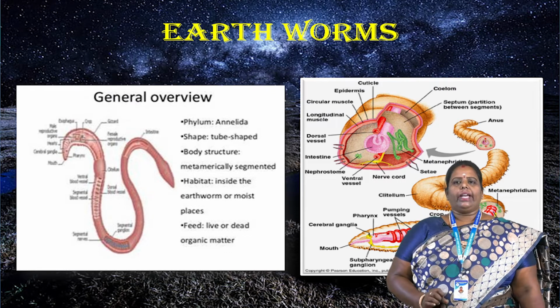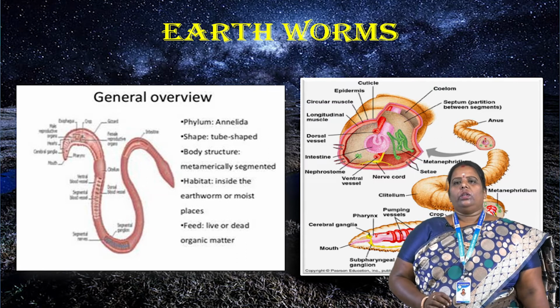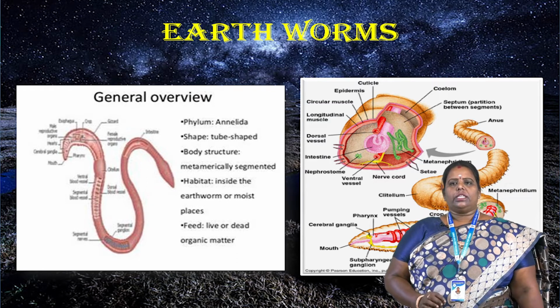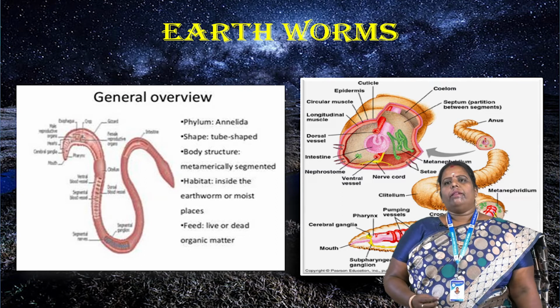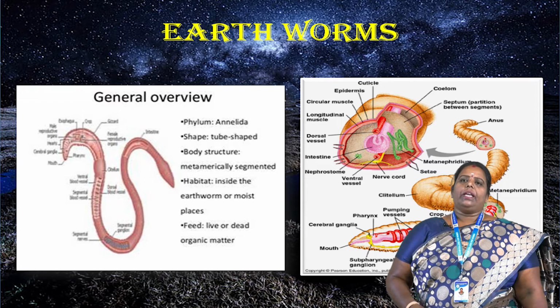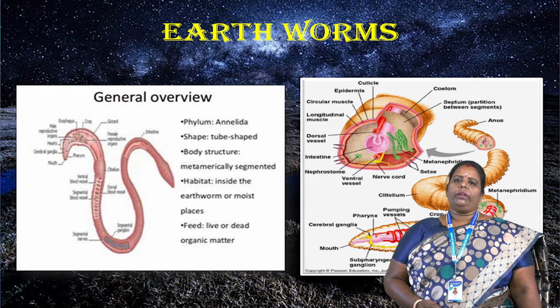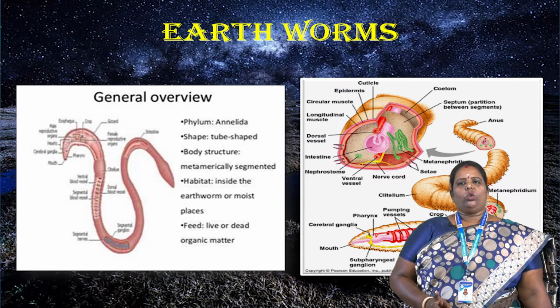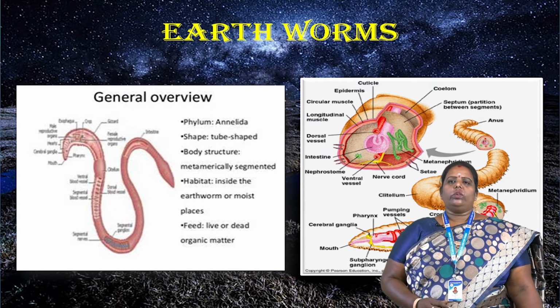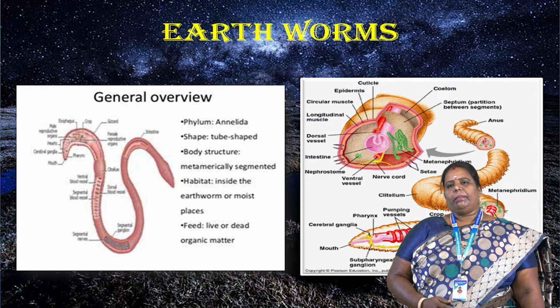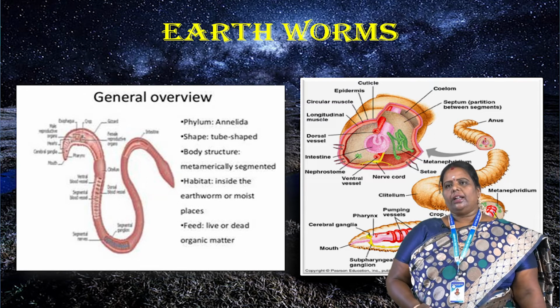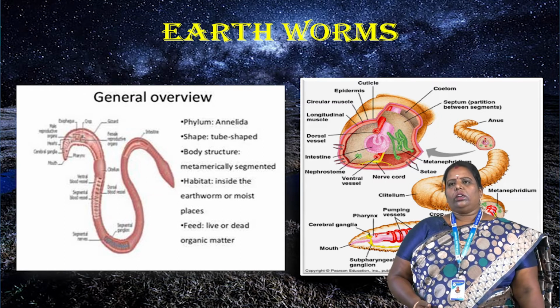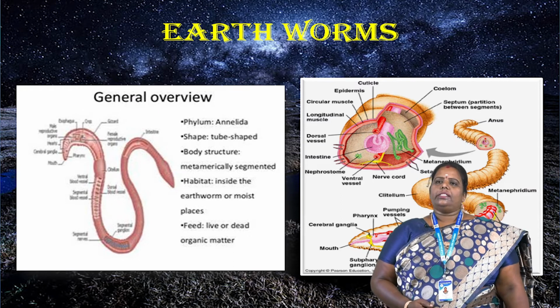And also where it lives, that is the habitat. Before studying an animal, we should know its habit and habitat. The earthworm's habitat is moist places, meaning watery places. Without water they cannot live normally. It feeds on live or dead organic matter, and it has the coelom, cuticle, epidermis and many other internal parts.